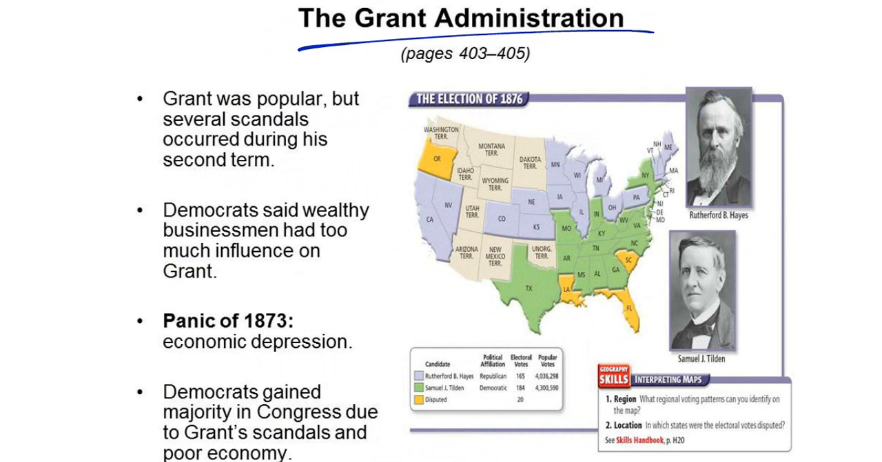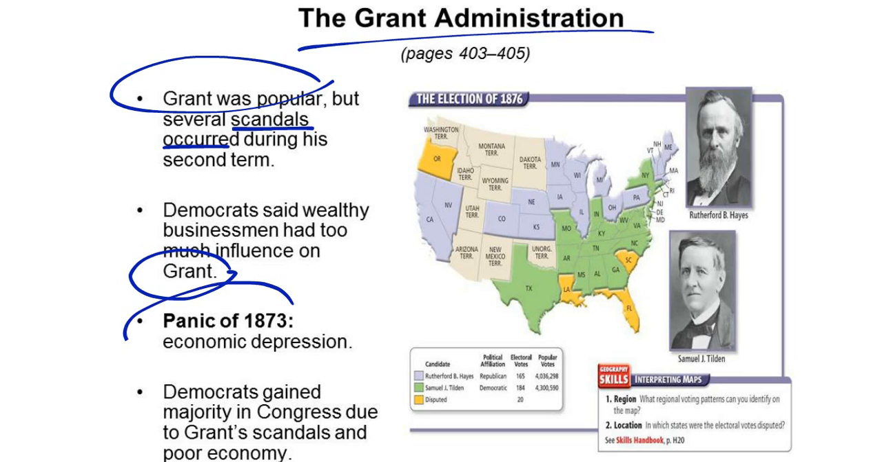The Grant administration began with Grant being very popular, but unfortunately his presidency was plagued with several scandals that occurred during his second term. Democrats said that wealthy businessmen had too much influence on Grant, and they criticized him for that. He had to deal with the Panic of 1873, which was an economic depression in the United States. And the Democrats are actually going to gain a majority in Congress due to Grant's scandals and to the poor economy.